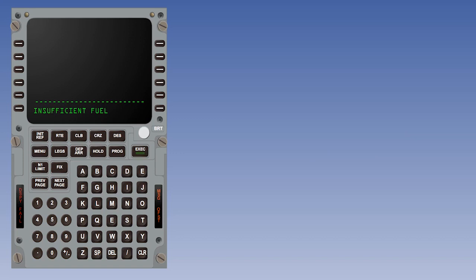Let's now look at a serious alert message, insufficient fuel. We'll put ourselves into a typical situation first, then we'll work out how the FMS has arrived at this conclusion. Finally, we'll work out what we can do about it.